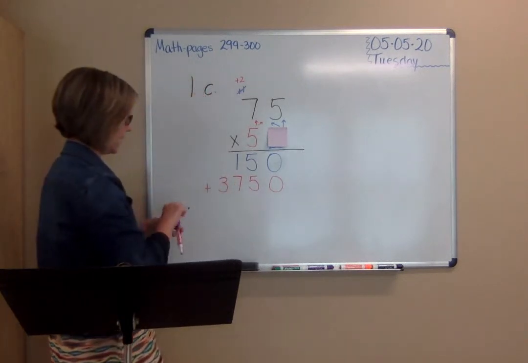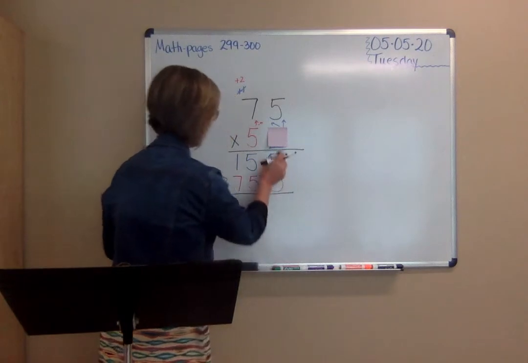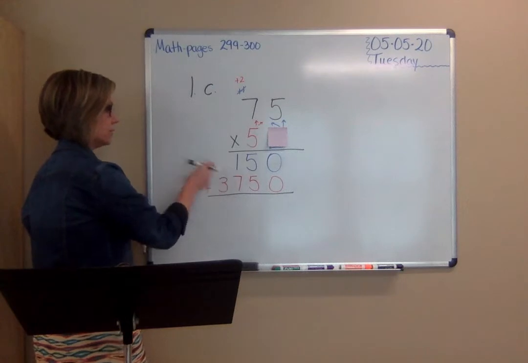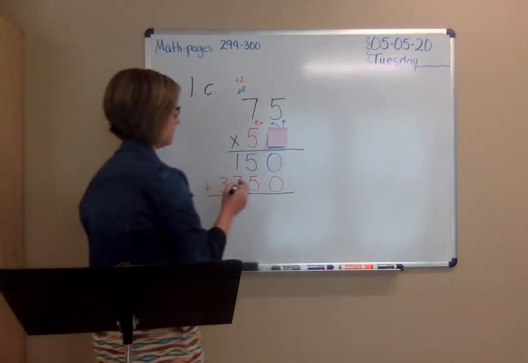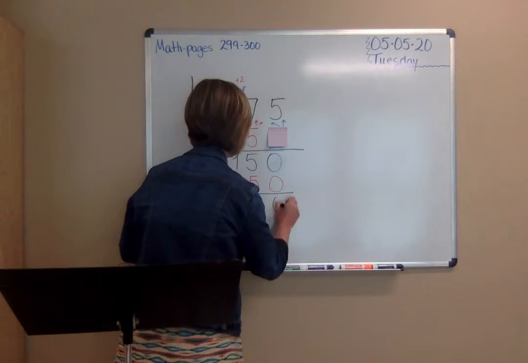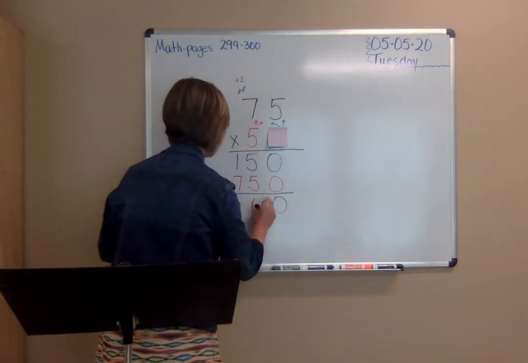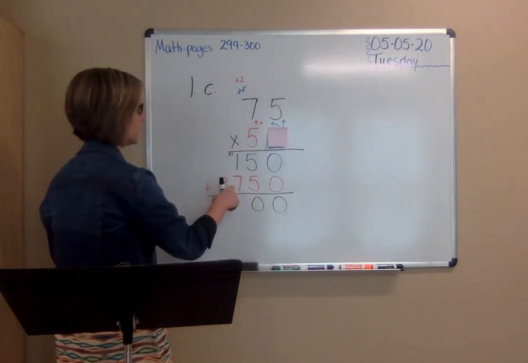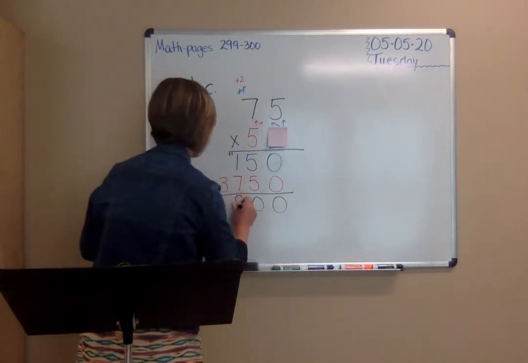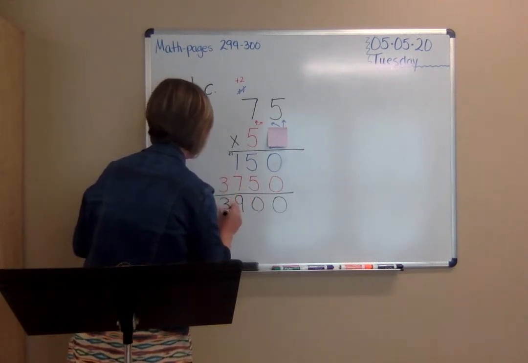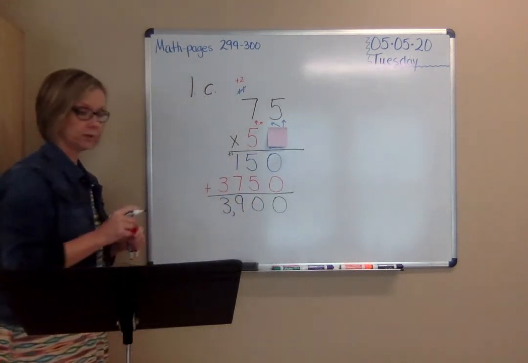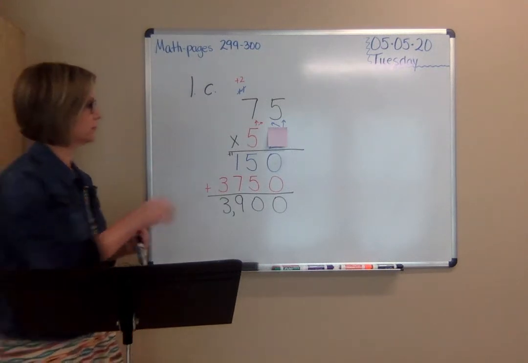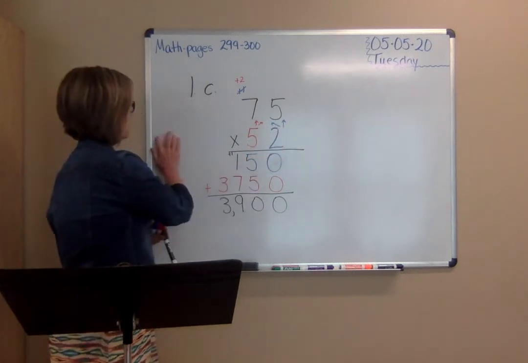And I make sure that I have all of my numbers in their columns. Ones, tens, hundreds, thousands, so that we can add correctly. 0 plus 0 equals 0. 5 plus 5 equals 10. Carry my 1. 1 plus 7 equals 8. 8 plus 1 equals 9. 0 plus 3 equals 3. Put in my comma. 3,900 for 1C is what you should have there. Okay.